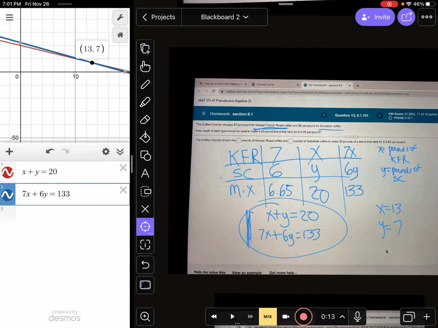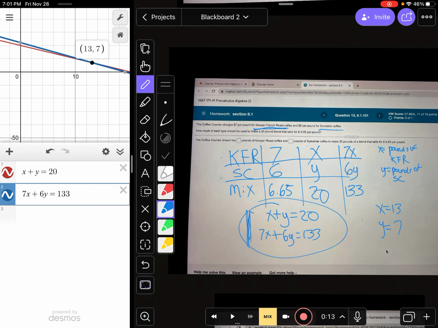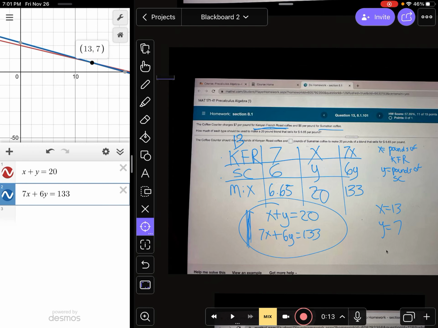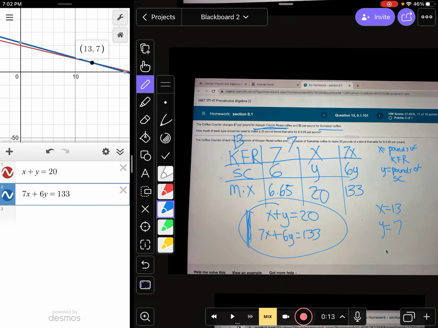Right here it says the coffee counter should mix how many pounds of Kenyan roast coffee? Well, Kenyan roast coffee was X. X is 13. So that's 13. And how many pounds of Sumatran coffee? Y was pounds of Sumatran coffee. Y is 7. So that's going to be 7 pounds of Sumatran coffee.